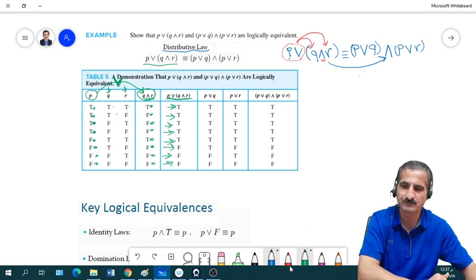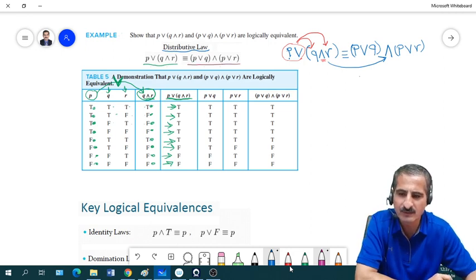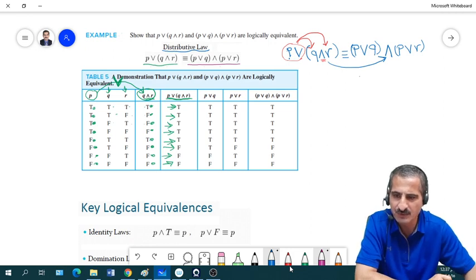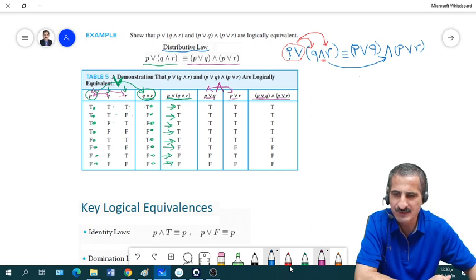Good. Now we will work to get the truth values of this proposition here. To get it, we need P or Q and P or R. So P or Q, we get from here, and P or R, we get from here. And you know how to get these things. Now, to obtain the truth values of this, we must join these two things together with a conjunction, with an and.